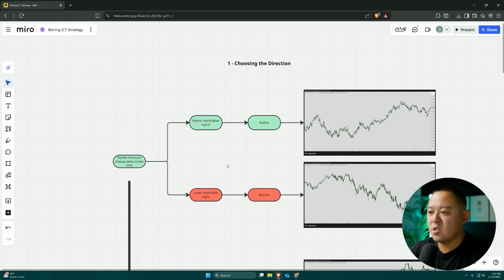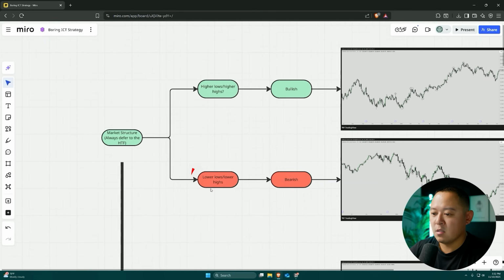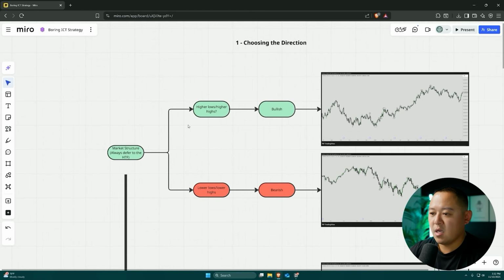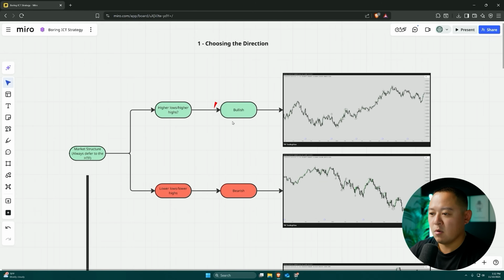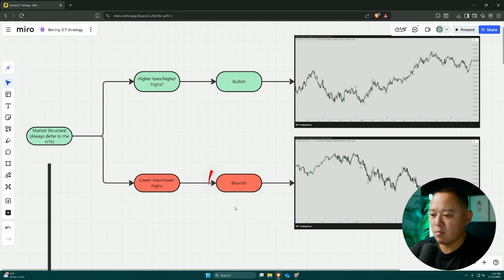The importance of choosing a direction and identifying where the market is going to go is because if we get it right, we should be paid. One of the first things that I look at is market structure. Is the market creating higher lows and higher highs, or is it creating lower lows and lower highs? If it's creating higher lows and higher highs, we can just assume that the market is in a bullish market environment. And if it's creating lower lows and lower highs, we can assume that the market is in a bearish market environment.